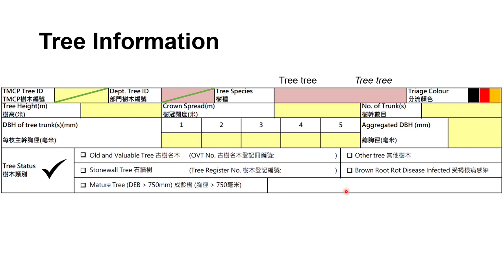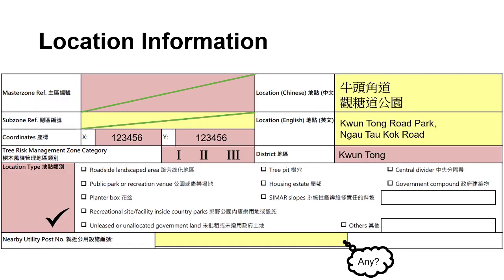And at the bottom, there are some boxes. For these boxes, just check them if you feel it is needed. You should only assess a certain triage color tree, so you know what to do. And then the next section is the location information. Now, you do not have the master zone reference or the subzone reference because you are not in the position of a certain tree management authority. So just leave them blank.